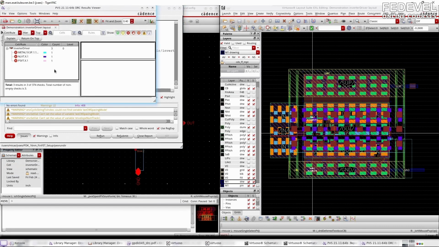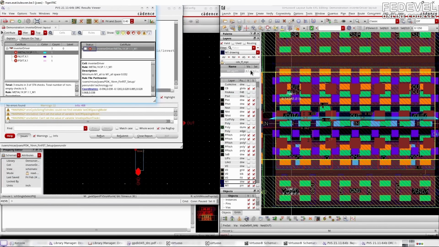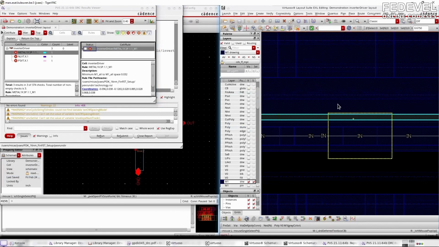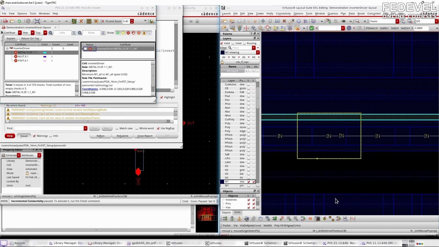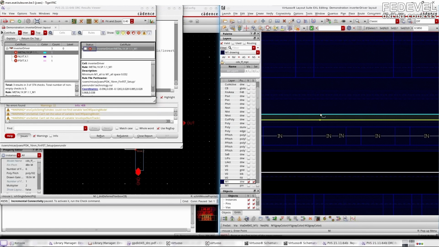So now it says, okay, I found 3 errors, right? And this first one here, it highlights that you added this blue shape right here in between. So this blue window here says this is an error, this is a problem. And it says specifically, the minimum M1 to M1 space is 0.032. And if I now measure from here to there, you can see it's only 0.01, so it's 10 nanometers, it's too small.